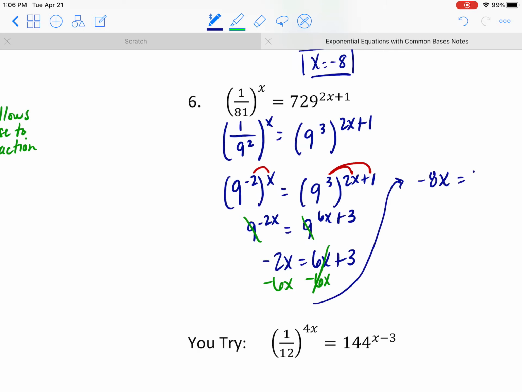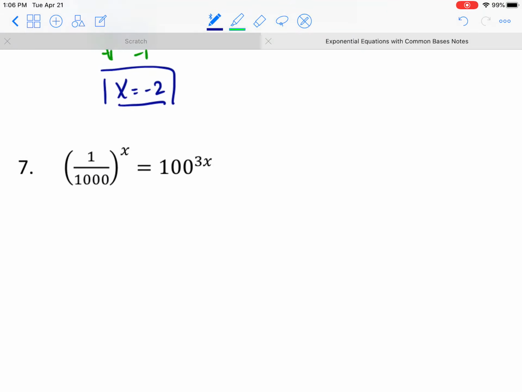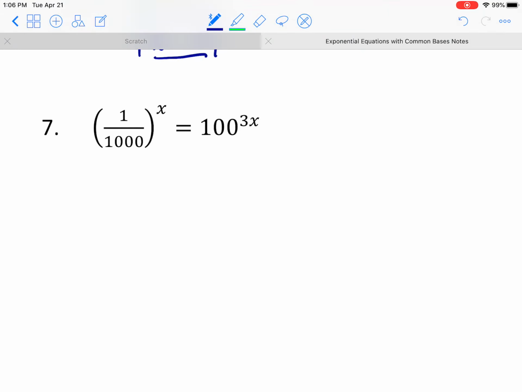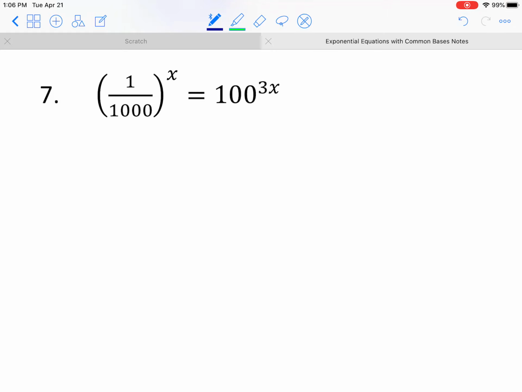Gonna subtract the 6x over. That cancels. So now we're going to say negative 8x is equal to 3. And I can divide over that negative 8, making my final answer a fraction. That doesn't divide or reduce, so we're just going to say negative 3/8 is our answer. And if you wanted to check it, plug that negative 3/8 in on both sides, and you're going to see that it works.